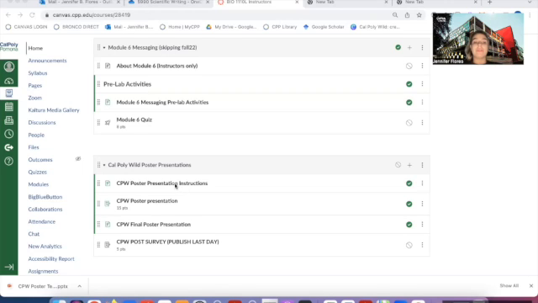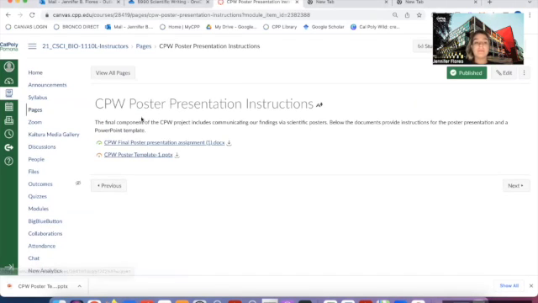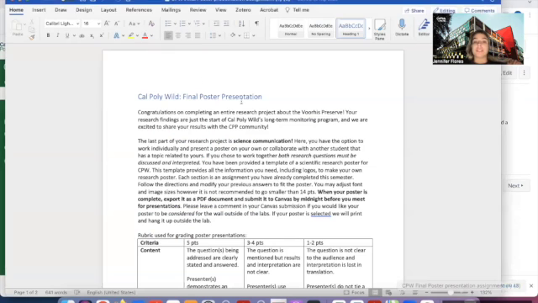First we have the Cal Poly Wild poster presentation instructions. Here, the final component of the Cal Poly Wild project includes communicating our findings via scientific posters. Below, the documents provide instructions for the poster presentation and a PowerPoint template. So this assignment here gives them the instructions on the final poster presentation.